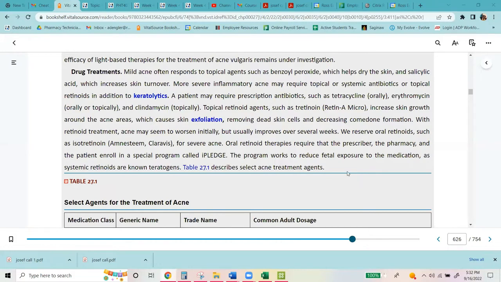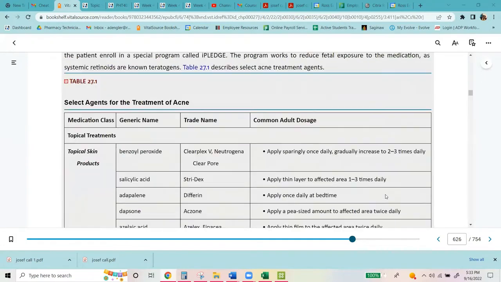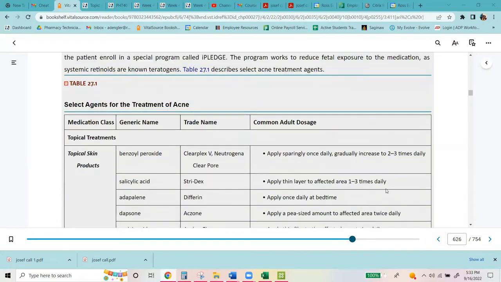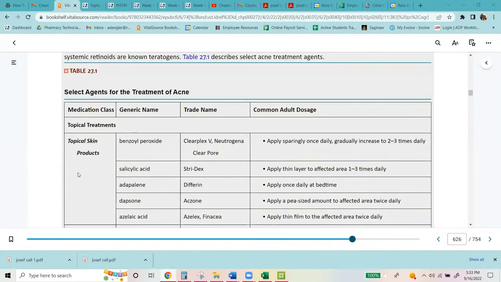Topical retinoid agents such as Retin-A Micro increase skin growth around the acne areas, which causes skin exfoliation, which is removing dead skin cells and decreasing comedone formation. So we have the select agents for the treatment of acne. We have topical products.